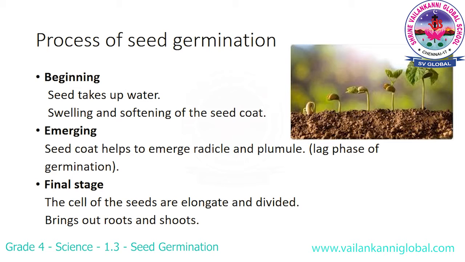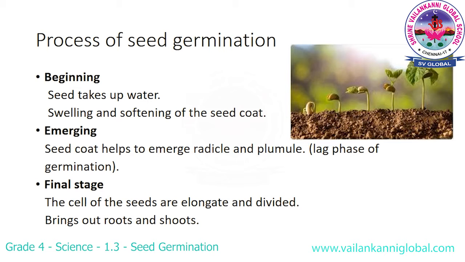The process of seed germination. A complete process of seed germination is carried out in the following steps. During the beginning stage of germination, the seeds take up water rapidly, and this results in swelling and softening of the seed coat at an optimum temperature. Rupturing of the seed coat helps to emerge the radicle and the plumule to form a primary root. This stage is referred to as imbibition.